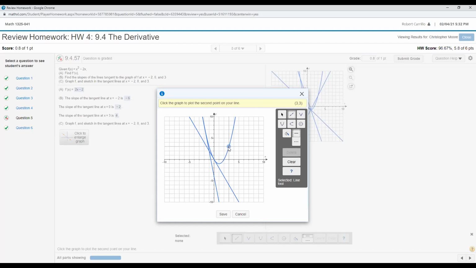And then if the slope is four, then I would go up four. I would go up four and over one. So 1, 2, 3, 4, and then over one. And there it is. That's what it should look like. That's as easy as you can do it there.